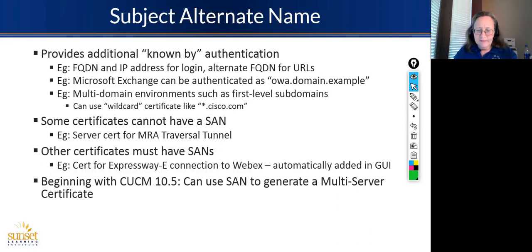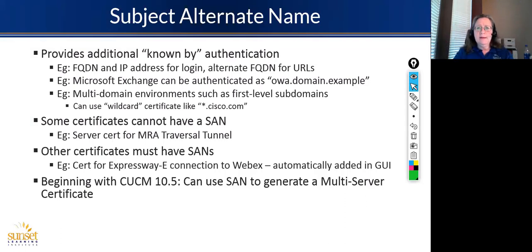So subject alternate names provide me additional known-by names for my certificate, which provide authentication without going through that invalid cert kind of thing. One example, when I am generating certificates in my lab, I often will add as a subject alternate name the IP address of the server. Don't do that in a production environment, but an IP address of the server so that I can go https://IP/ccmadmin. And because that's included as a subject alternate name, then I'm not going to get the certificate is invalid error, right?